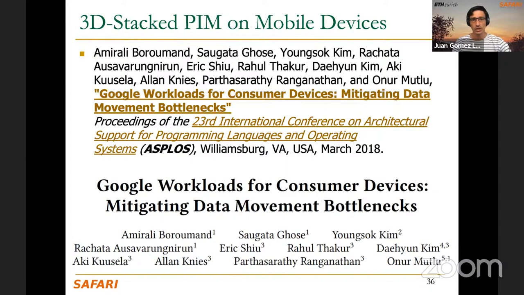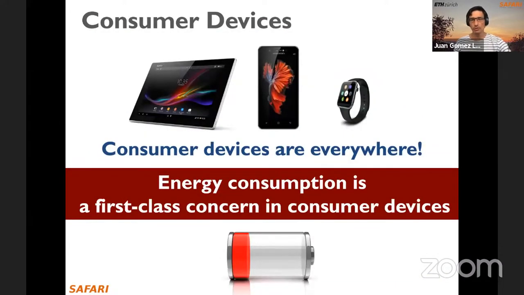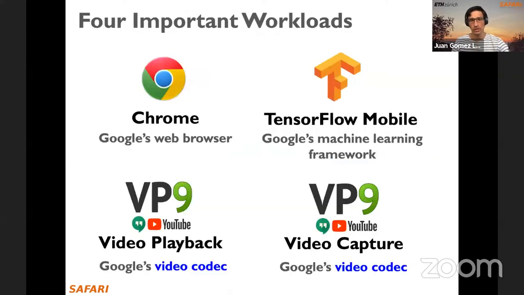And this is what we did in this ASPLOS paper, Google Workloads for Consumer Devices, from 2018. I used this paper for motivation yesterday. We are going to talk about this paper more in detail today. Consumer devices are everywhere, and energy consumption is a first-class concern in these kinds of devices, essentially because they use batteries, and batteries have a limited duration, as you know. So if we can figure out ways of saving energy, we will definitely benefit the applications running on these consumer devices. And among these applications, we considered a few of them, and here you have four important ones. Google Chrome, it's for sure something that you all know, TensorFlow Mobile, and then VP9, which is Google's video codec. We are going to focus on these two in this lecture.